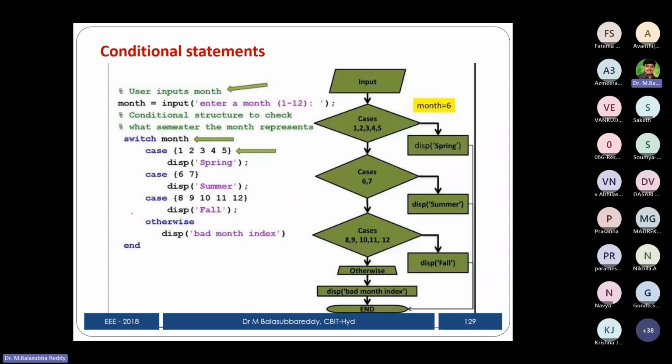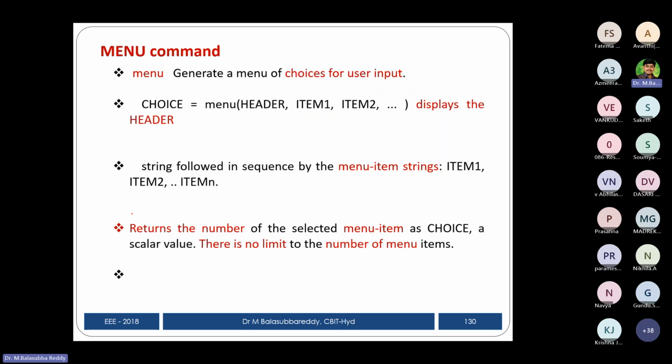The flowchart is like this. For example, I want to give a month number to identify whether it is summer or winter or whatever season I want to find. Then you enter that month number and it goes to the particular case and shows the result like this. This is another conditional statement. The if statement is one, and the other is the switch statement.